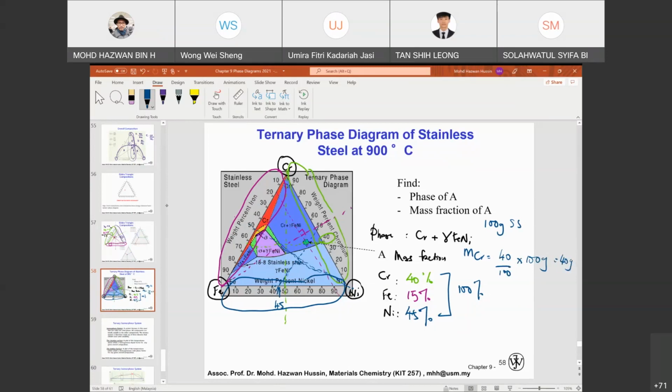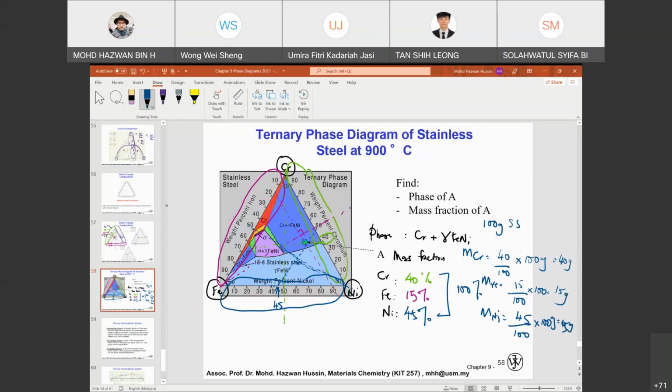And then for iron, 15 over 100 times 100, you get 15 grams. And also for nickel, 45 over 100 multiplied with 100 grams, you get 45 grams. So this can also be one of the questions that you can be asked during exams or whatsoever. Okay, right? So I hope it is clear.